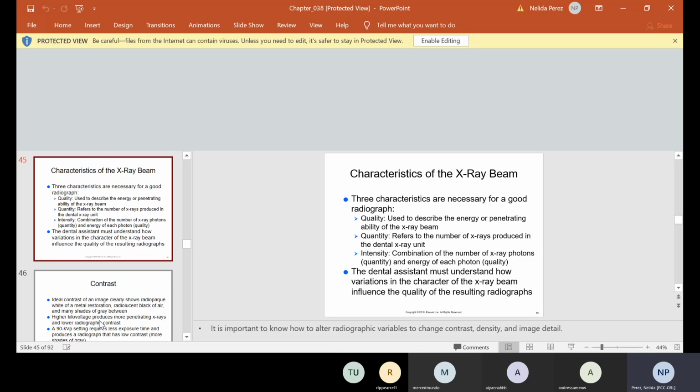Characteristics of the x-ray beam: there are three. These are characteristics that are necessary for a good radiograph. Quality is one of them. This is another one of your terminology words. It's used to describe the energy or penetrating ability of the x-ray beam. Quantity refers to the number of x-rays produced in the dental x-ray unit. And intensity is a combination of the number of x-ray photons, which is your quantity, and the energy of each photon, which is your quality. Now, the dental assistant must understand how variations in the character of the x-ray beam influence the quality of the resulting radiographs.